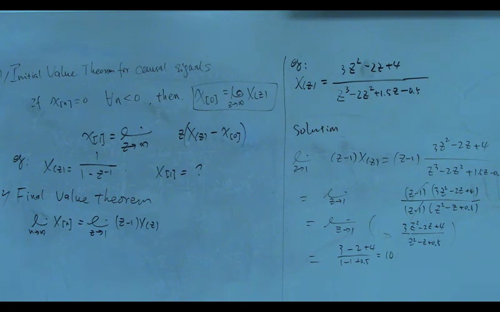Any question on that? So the final value equals 10. This means when time is large enough, the time sequence will stabilize at 10.